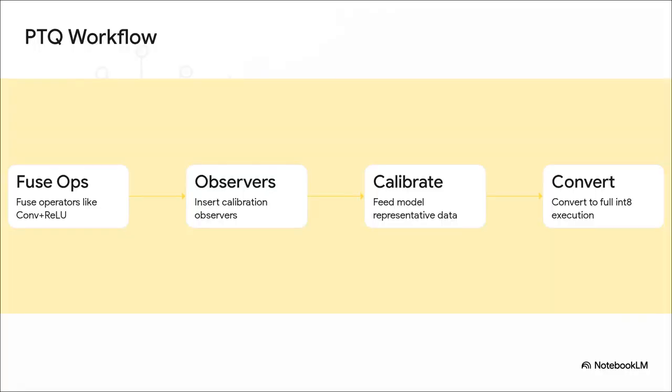Then we have post-training quantization, or PTQ. This one statically shrinks everything ahead of time. It's kind of like a recipe. First, you fuse operators together, like convolution and ReLU, just to save on memory access.